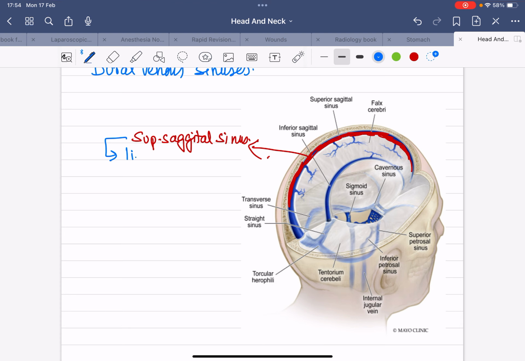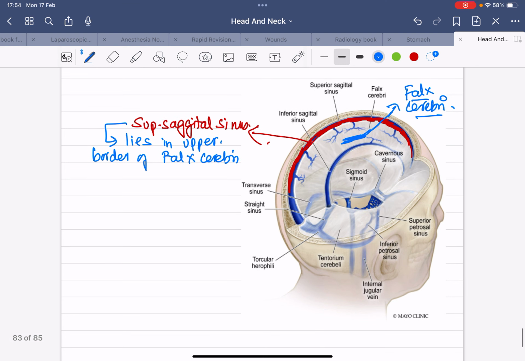It lies in the upper border of falx cerebri. So this whole portion, which I am highlighting at the moment in light blue color, is known as falx cerebri. It is a fold of the dura mater. So please remember that the superior sagittal sinus lies in the upper fixed border of falx cerebri.